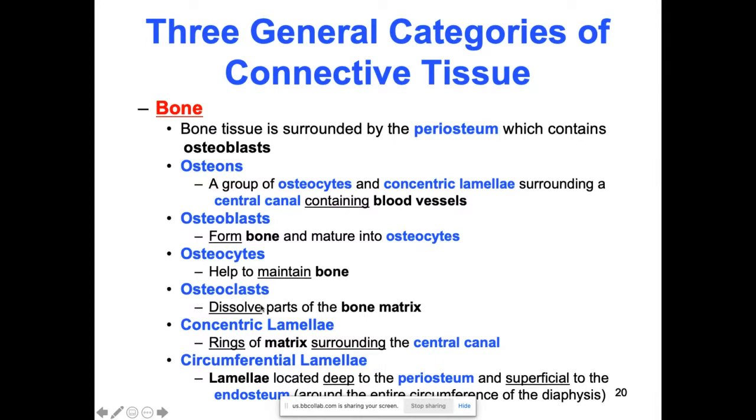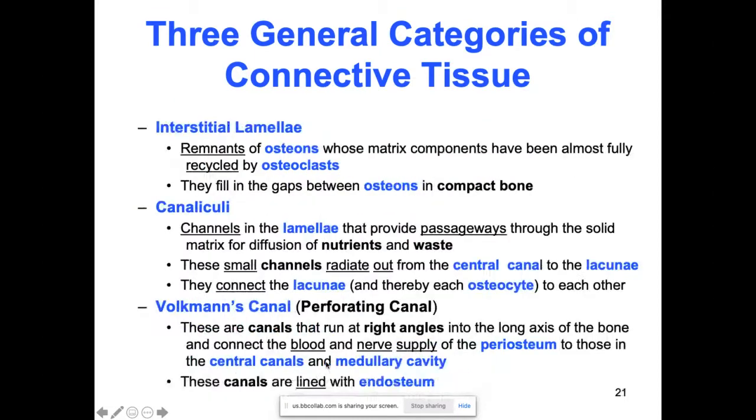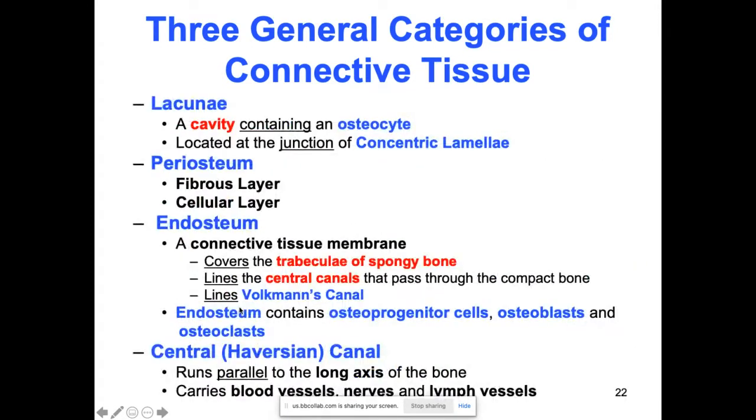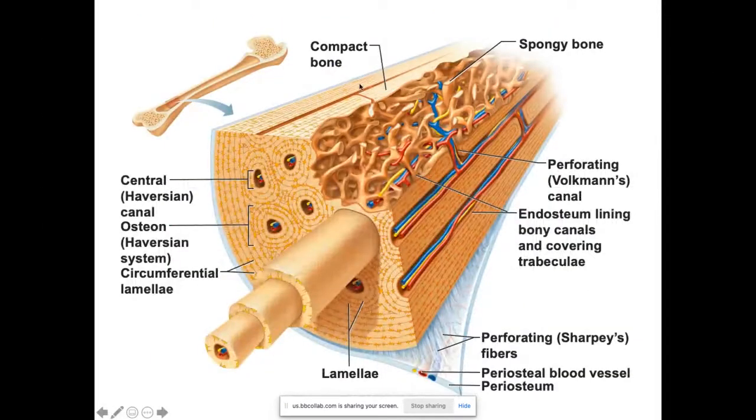Osteoclast will break down the bone. And I'll show you what the concentric lamellae and circumferential lamellae are in a picture. I'll also show you the canaliculi and Volkmann's canal. It's easier to show you in a picture. I'll show you the lacunae, the periosteum and endosteum. I'll show you what these are in a picture here.